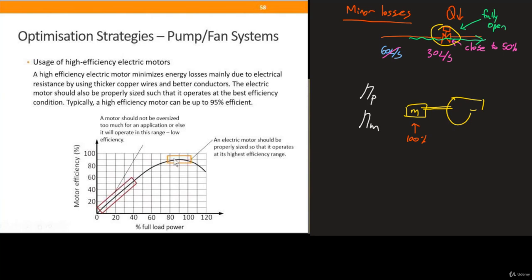If you undersize it, you can see from the graph that the motor efficiency will deteriorate a lot. So ensure that you size your pump correctly, ensure that you size your motor correctly, and make sure you have a high efficiency pump. These are the few methods.